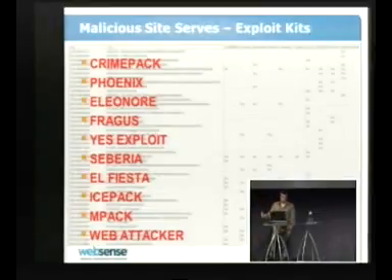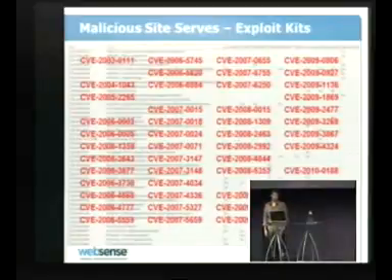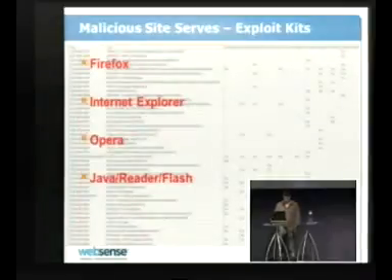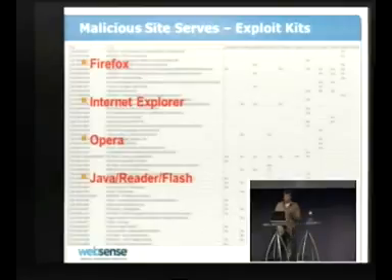This background check is quite extensive. Crime Pack, Eleanor, Phoenix, these are all large web kits that are sold and comprised of some of the latest and greatest exploits out there. Anywhere from CVEs that range from 2003 to some of the latest PDF exploits in 2010. They're constantly updated and they're sold like commercial software is sold. They're targeting Firefox, Internet Explorer, Opera, Adobe Acrobat Reader, Flash, and other third-party add-ons. But these are the majority that will get updated to be targeted.